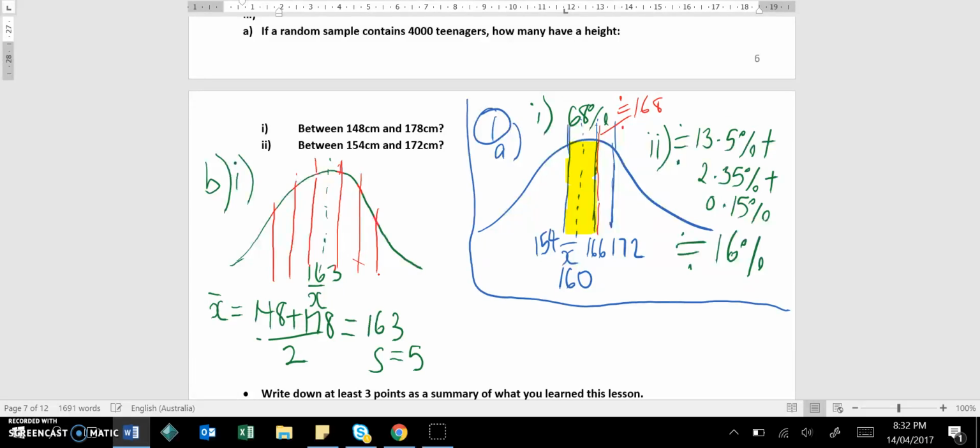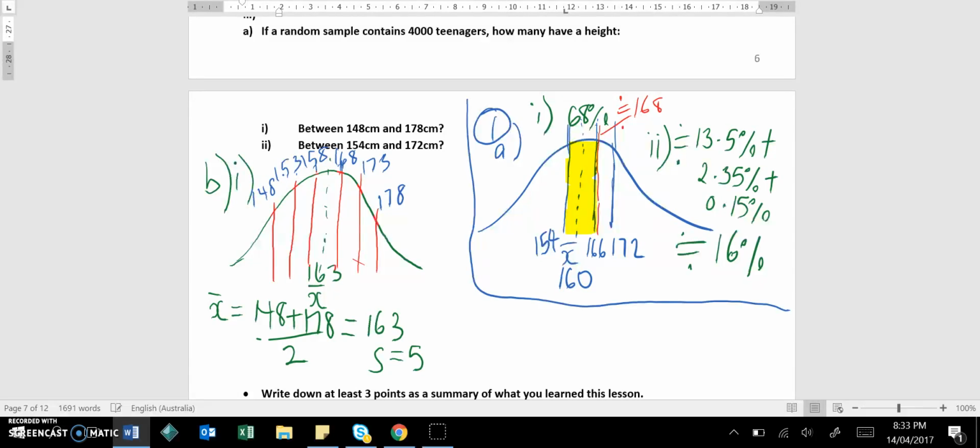So when I add 5 to this, I'm going to get 168 here, then I'm going to get 173 and 178. Okay, on the left side of the mean, I'm going to get 158. I'm going to get 153, and I'm going to get 148. Fantastic.